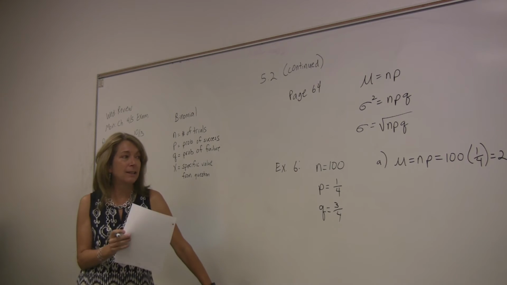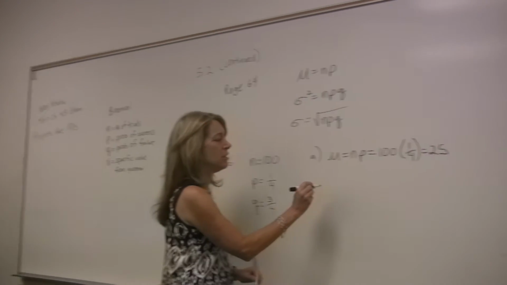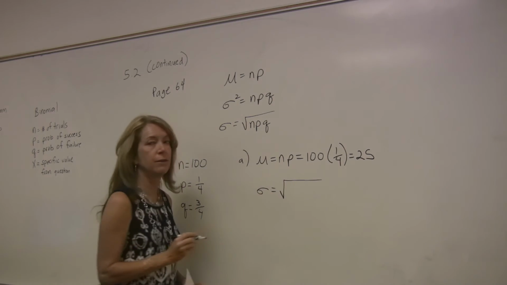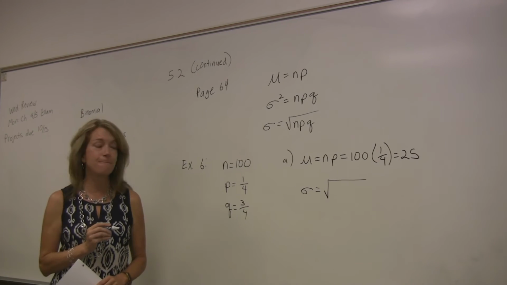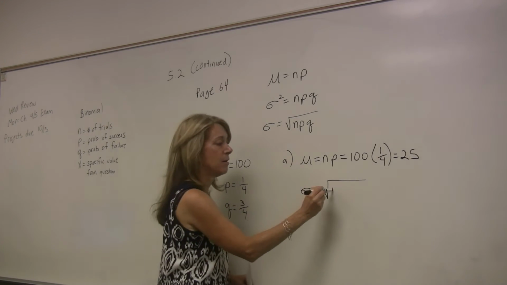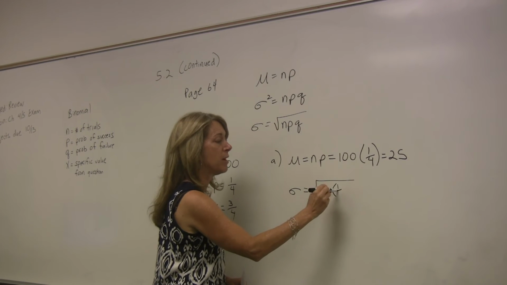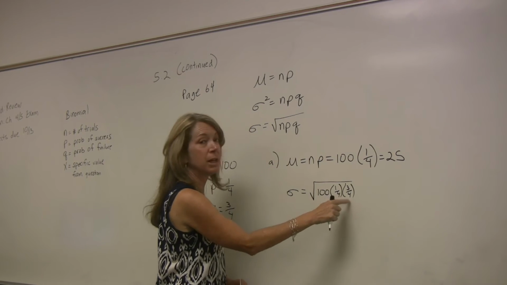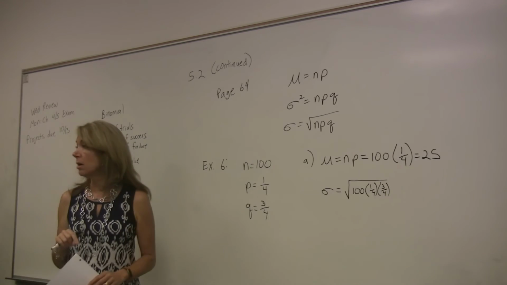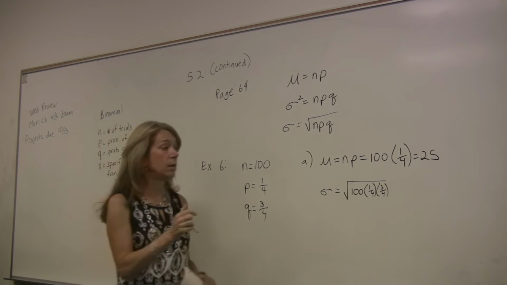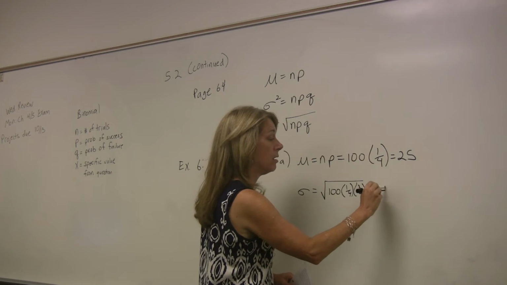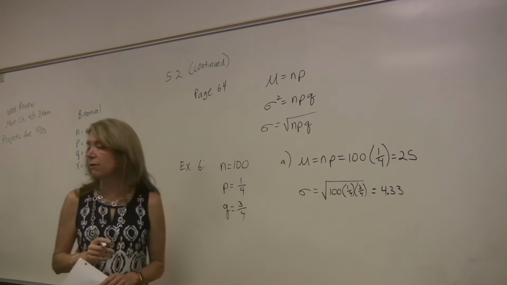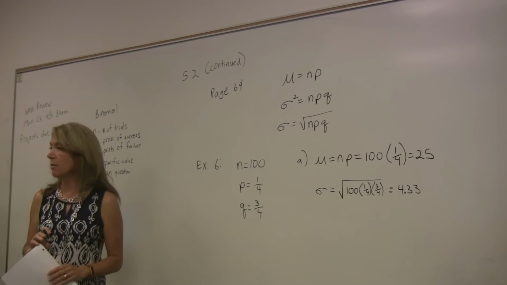So that's the mean. How am I going to get the standard deviation? I'm going to take the square root of 100 times 1/4 times 3/4. The n times the p times the q. Most people will do the inside first and then do the square root, but if you want to type it in all at once, you can do that as well.